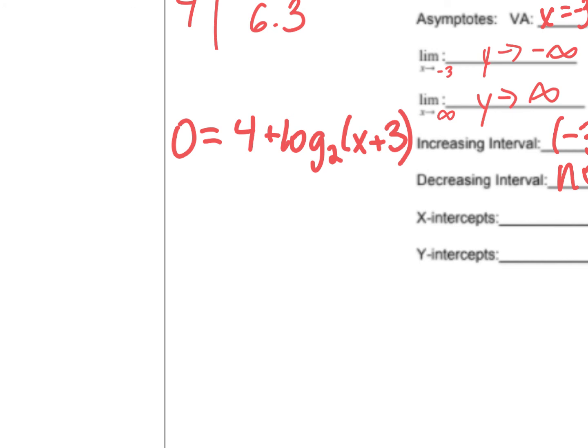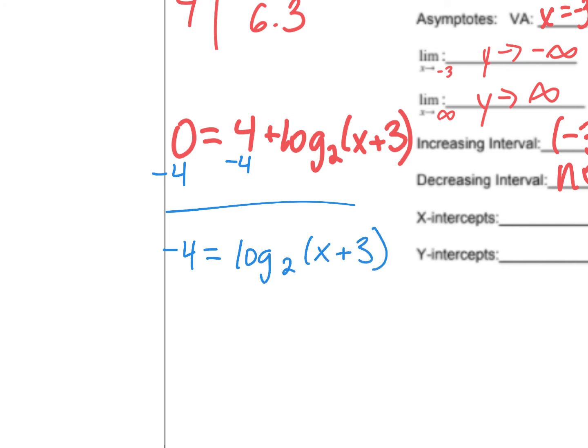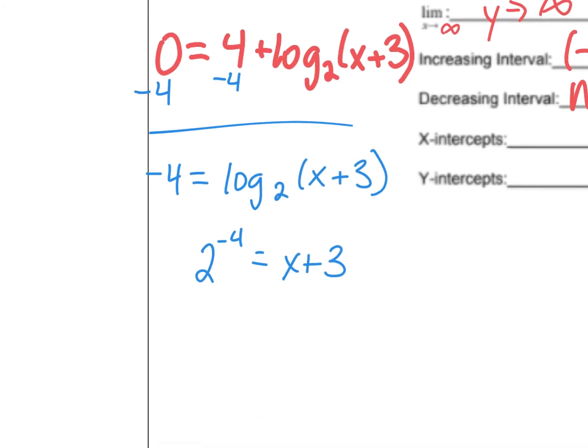So, is the log on a side by itself? No. What's over there? The 4, what do I need to do with it? Subtract it, good. So negative 4 equals log base 2 of x plus 3. We're ready to set up an exponential. What's the base? 2 to what power equals what? X plus 3. If you can't set that up by now, if that's confusing for you, if you need notes to do that, you need to practice those. You've got to be able to convert between logarithms and exponentials, okay?